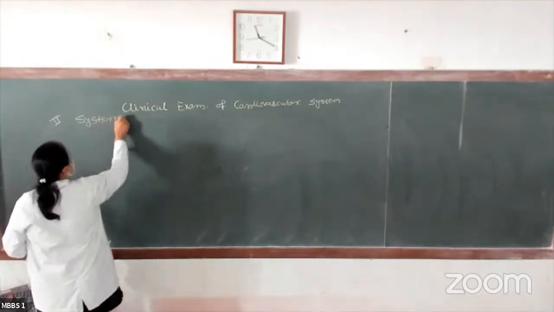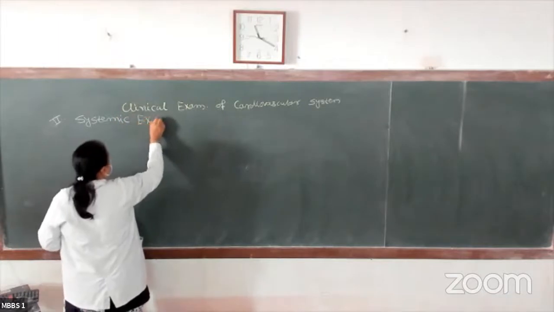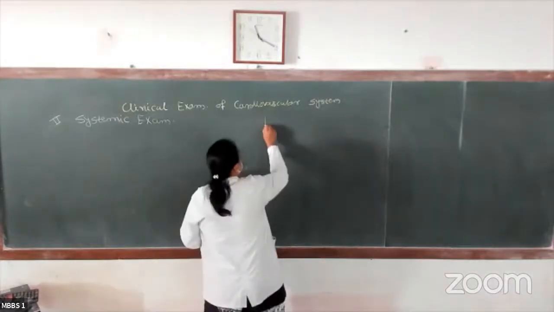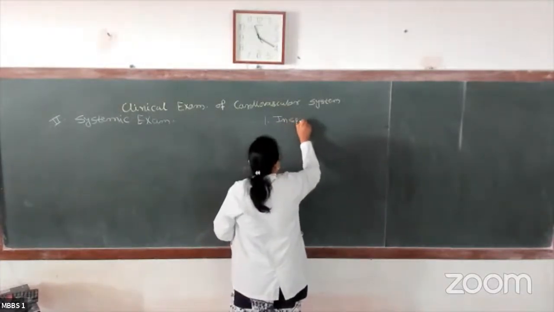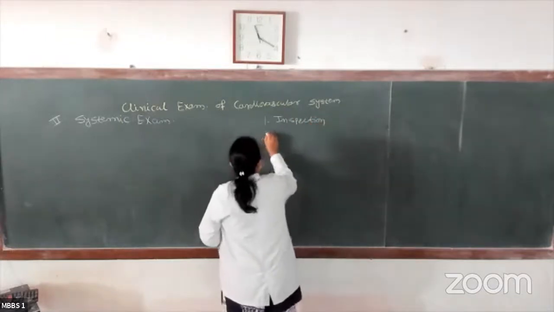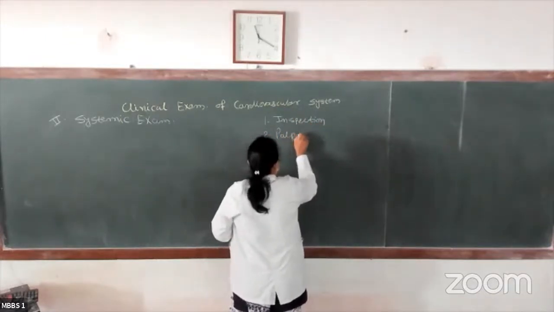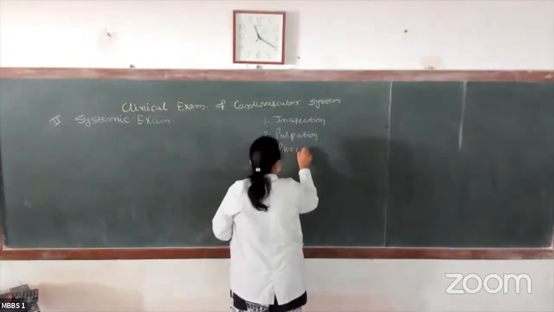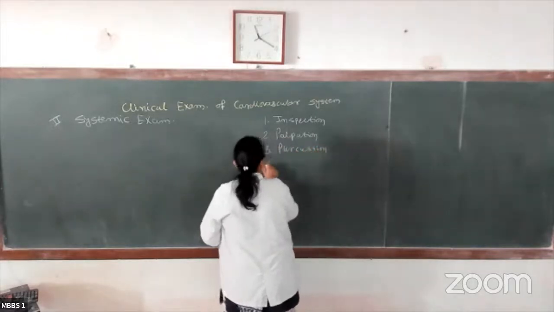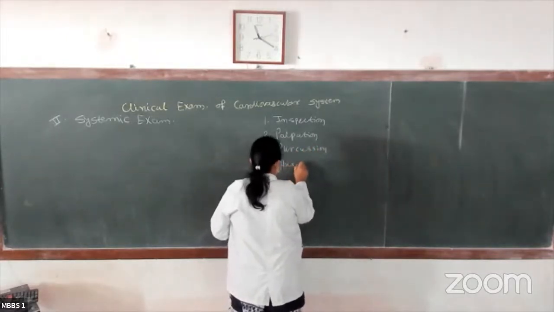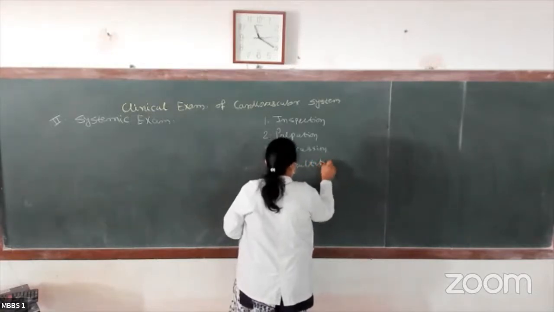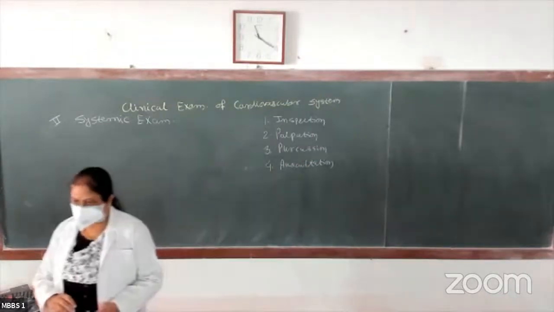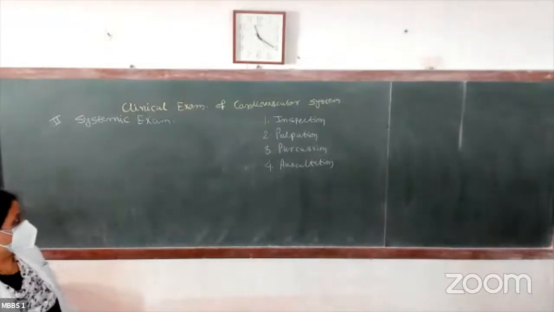Systemic examination is under 4 headings. One is inspection. Second is palpation. Third is percussion. And the last one is auscultation. So under these headings, we have to finish the systemic examination of the cardiovascular system. First is the inspection.